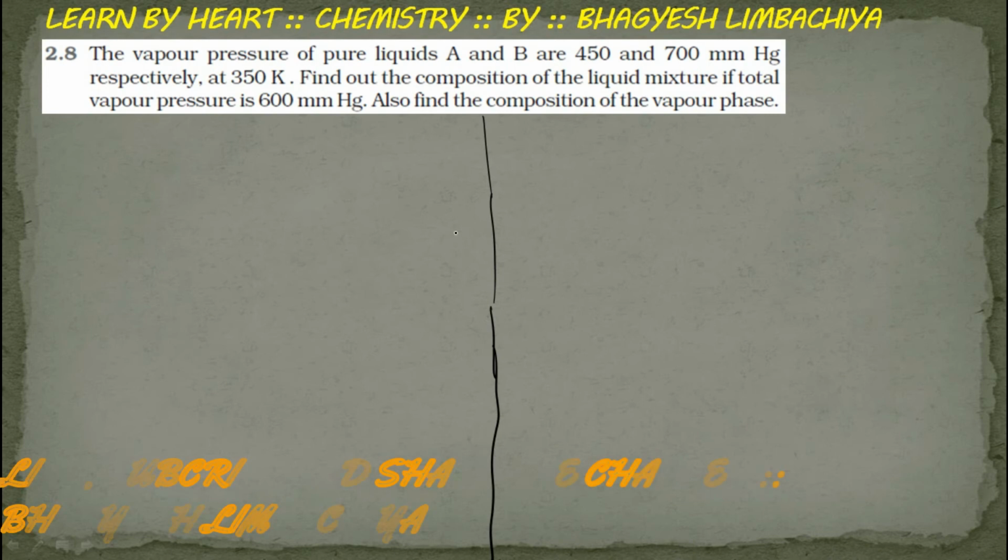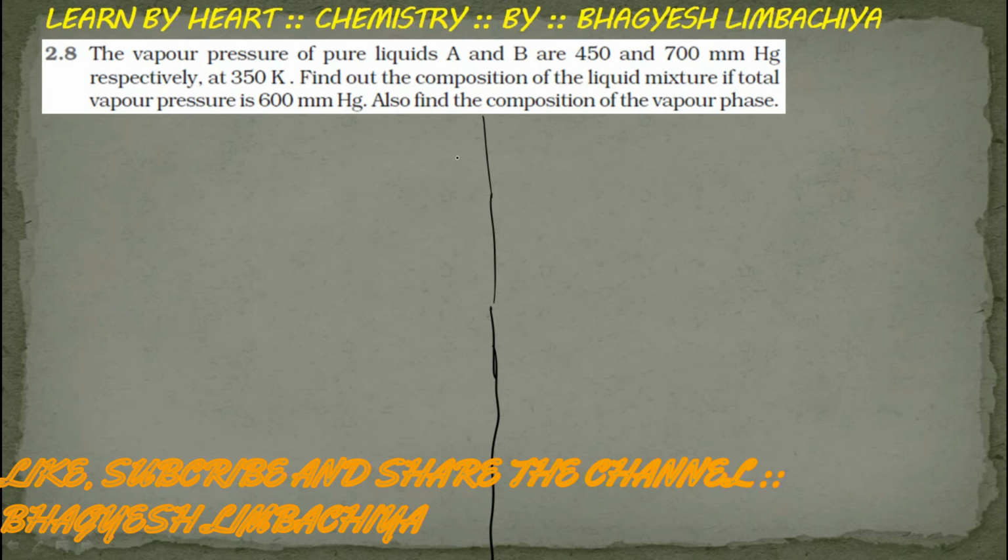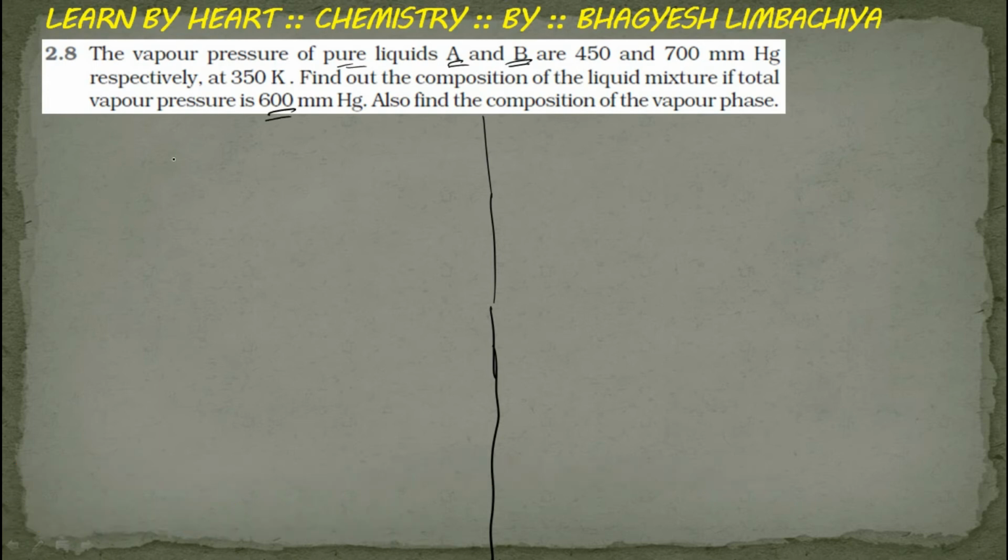The vapor pressure of pure liquids A and B are 450 and 700 mmHg respectively. Means the vapor pressures of two liquids in the pure state are given to you, and find out the composition of the liquid mixture if the total vapor pressure is 600 mmHg, and also find the composition in the vapor phase. So here P total is given to you, 600 mmHg, and P0A and P0B are given to you.